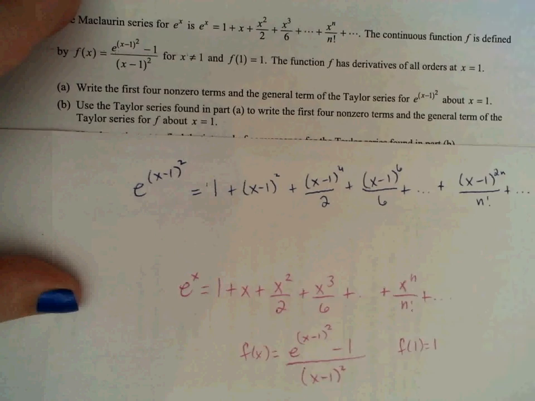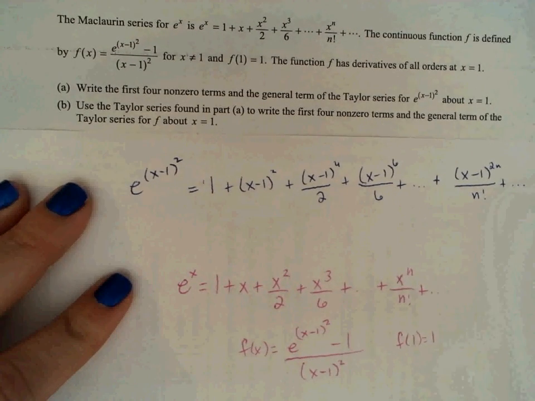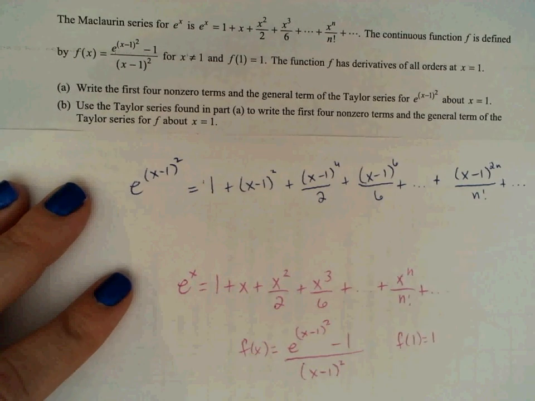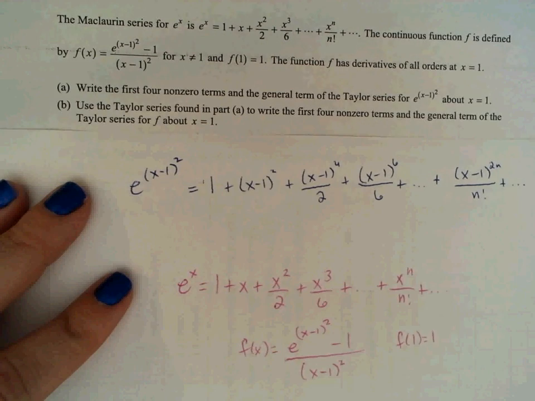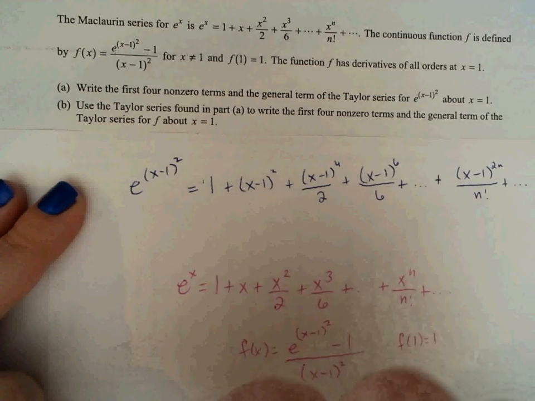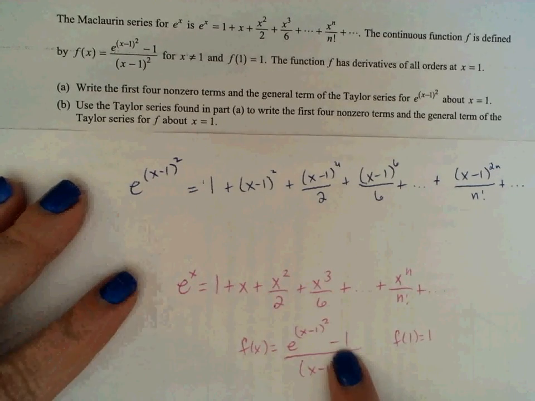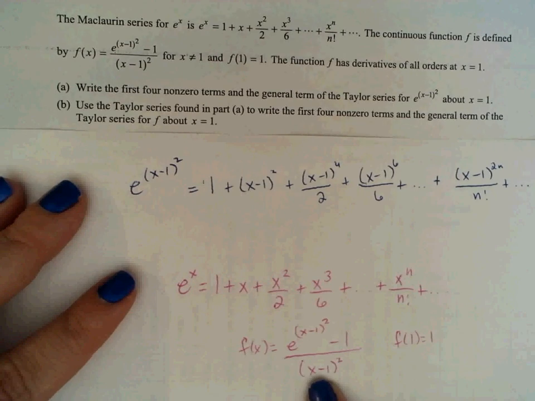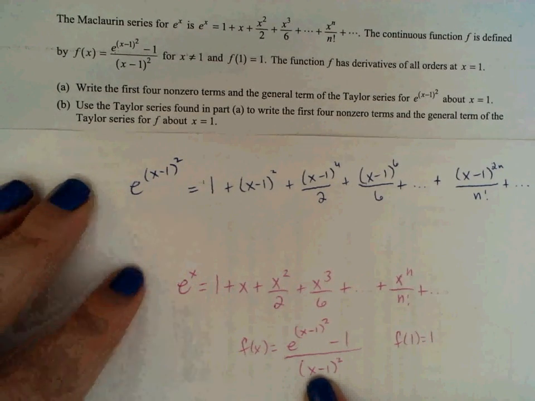So now let's talk about Part B. Use the Taylor series found in Part A to write the first 4 non-zero terms and the general term of the Taylor series of f about x equals 1. Okay, so this one's going to be a little bit more interesting. It's going to take a little bit more work. Okay. So f of x equals this e to the x minus 1 quantity squared minus 1. And then we're going to have to divide by x minus 1 quantity squared.